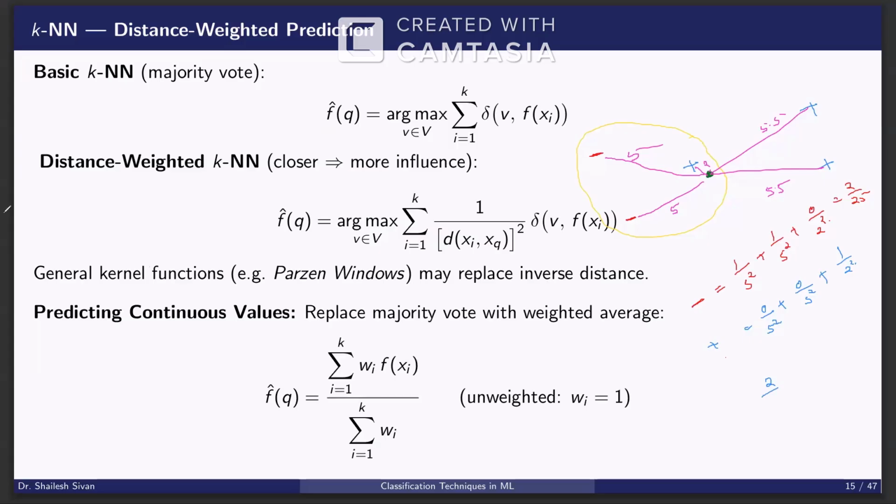And what is the other one? It is 1 by 4. So which is bigger? 1 by 4 is 0.25 and the other one is 0.08. See, now if you consider this weighted value, we can map it as plus, right? Any doubt? Yes, yes.